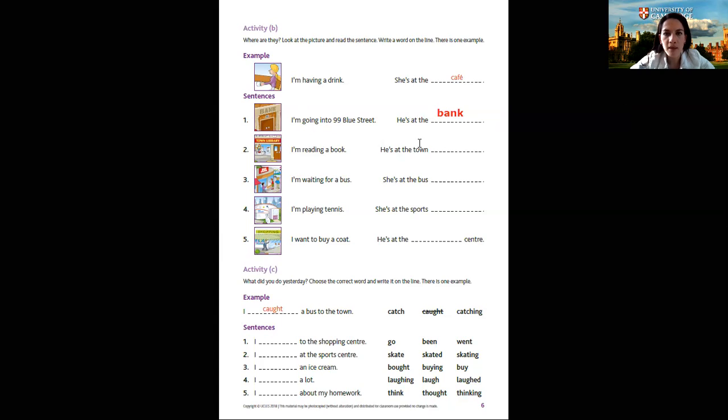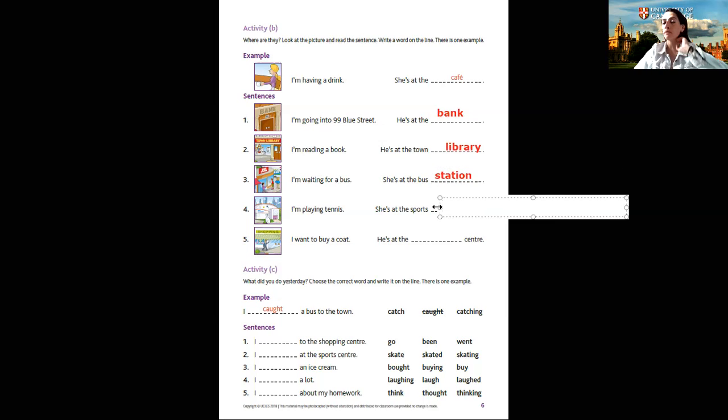I'm reading a book, he's at the town, and what's the word? Library, okay? Then I'm waiting for a bus, he's at the bus, what's the name for that? You remember? Yes, station, okay? And I'm playing tennis, she's at the sports, and it's also a vocabulary word that we were practicing the other day, center, no? Remember, center can be written like this or like this, okay?